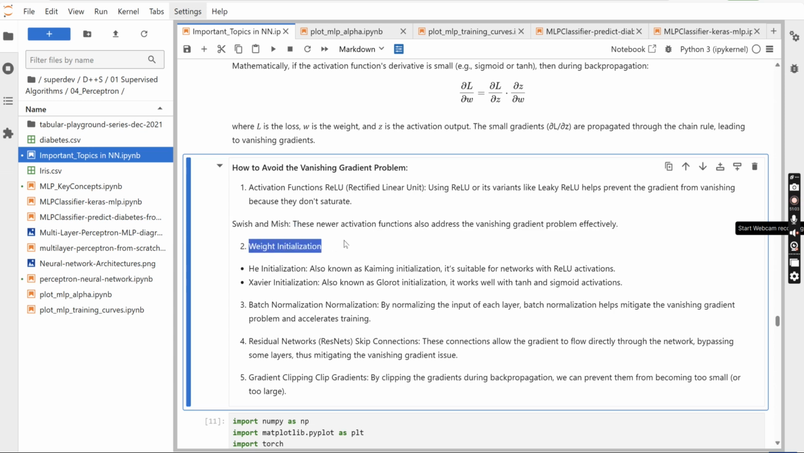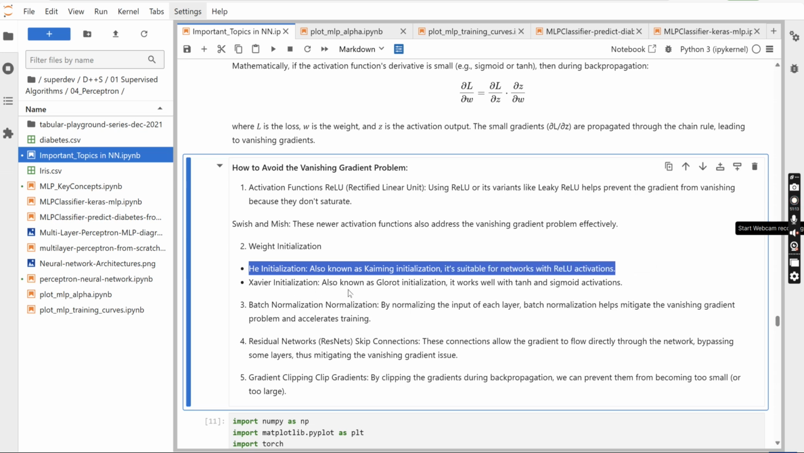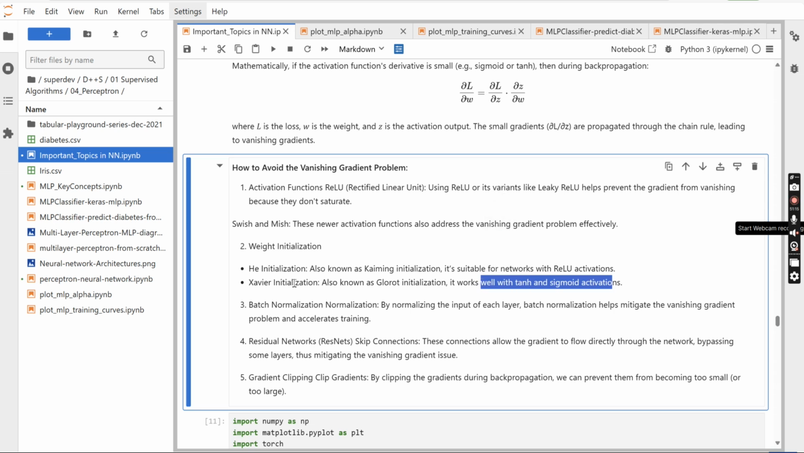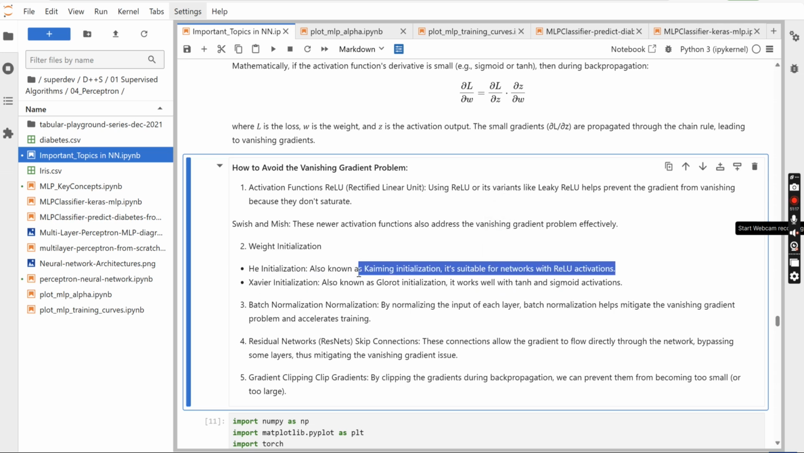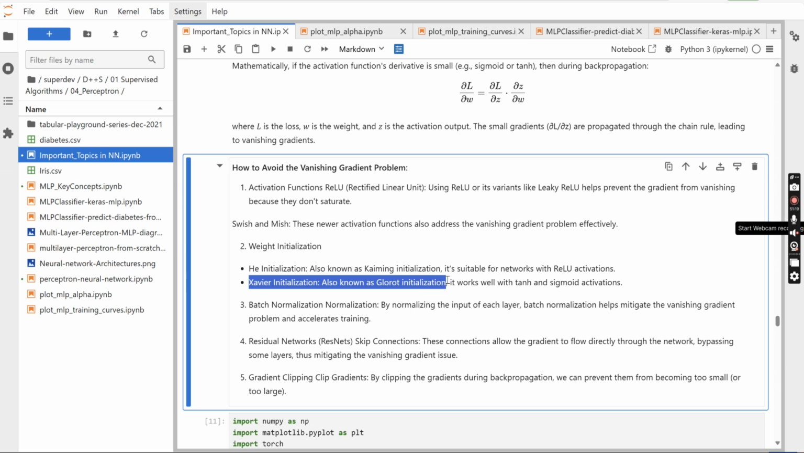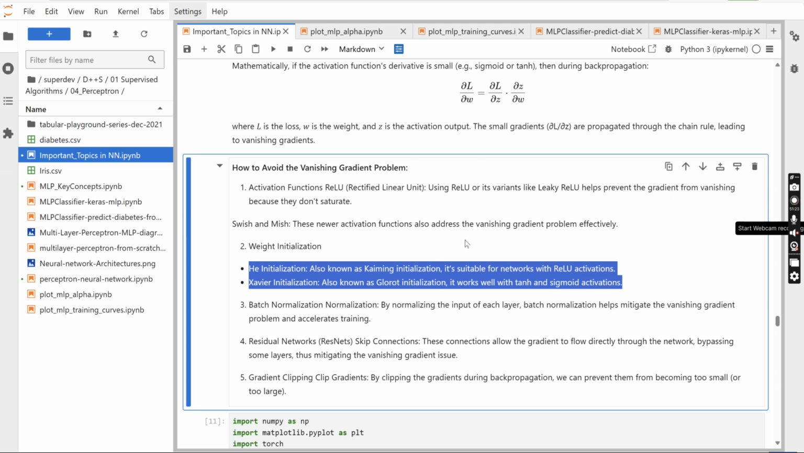Another thing you can do is weight initialization. This is what I was talking about: He initialization, also called Kaiming initialization. It is suitable for ReLU activation. If you are using sigmoid or tanh, then you have to do Xavier or Glorot initialization. By doing these initializations, you will be effectively solving the vanishing gradient problem, and it's a serious problem.